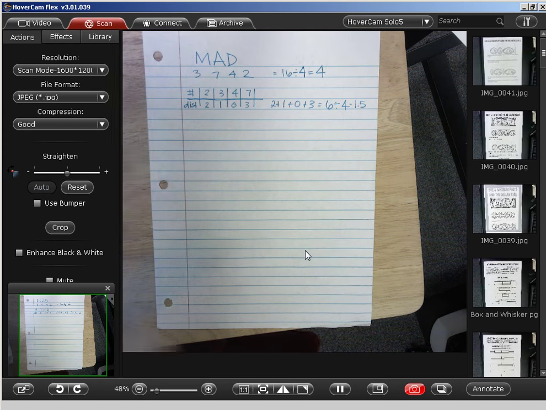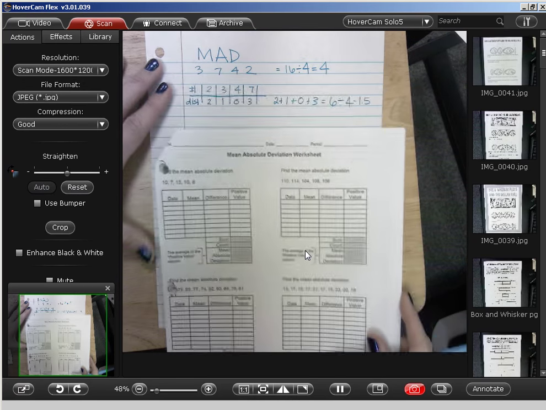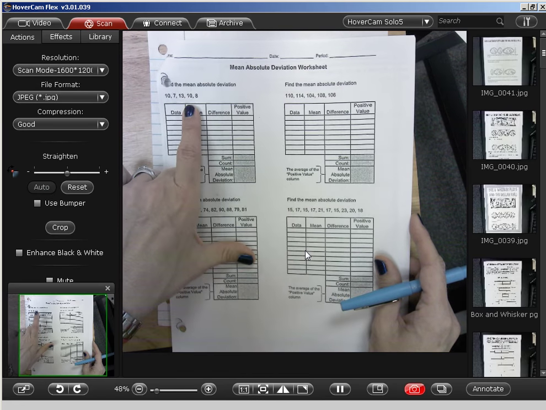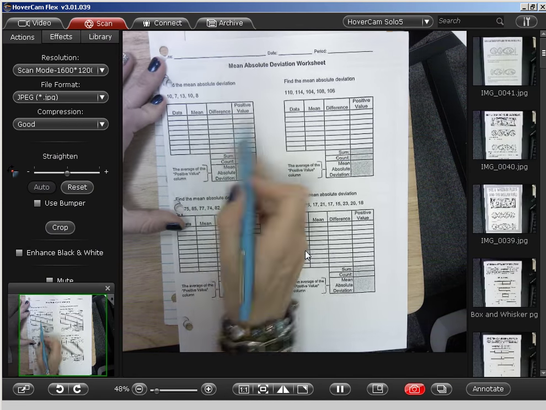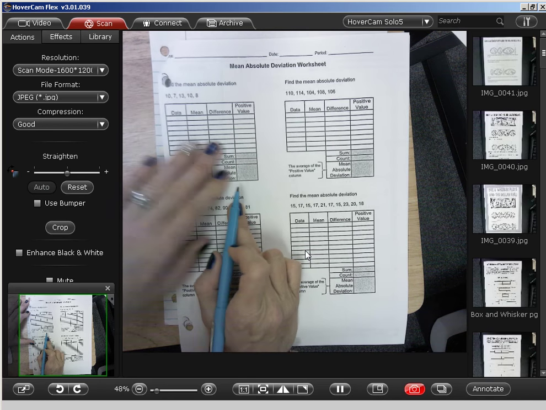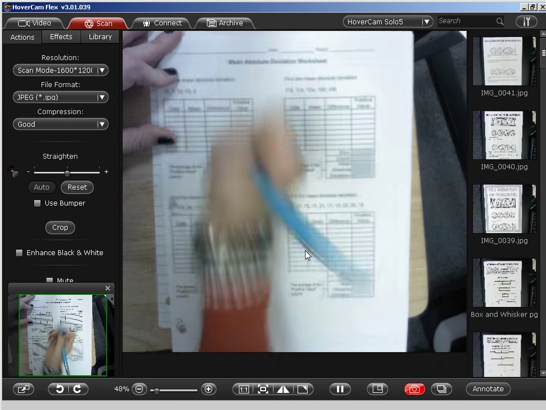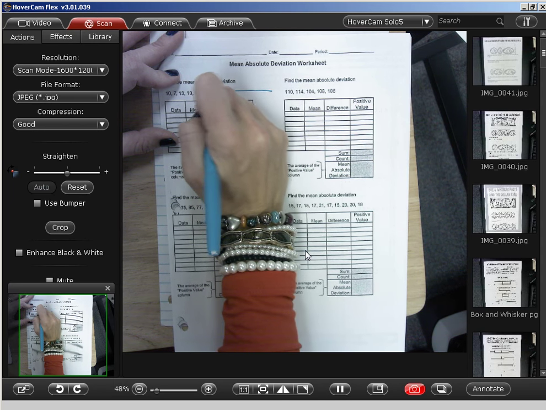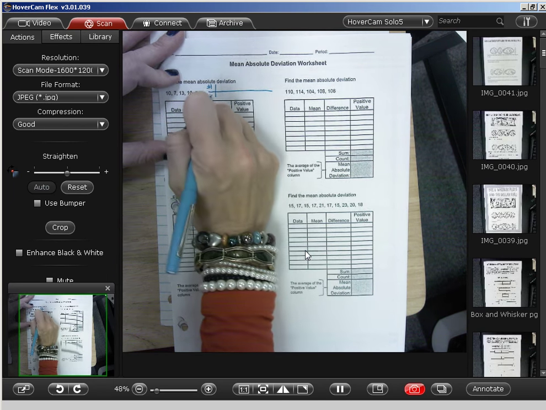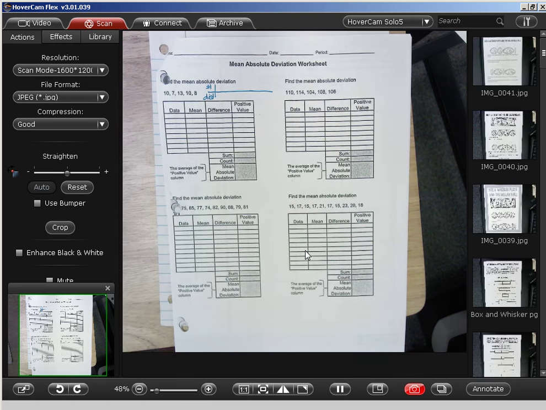Okay, so now you're going to grab your packet. And we are going to do this problem together, and you're going to do this problem on your own. So this chart that we're given is a pretty extensive chart. We don't actually need all this information. So we're going to make our own little chart here. And remember, we're going to put the number on the top and the distance from the mean on the bottom.